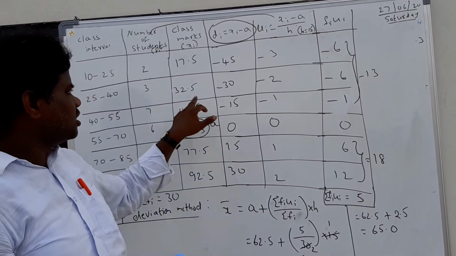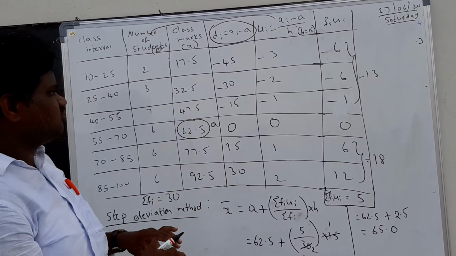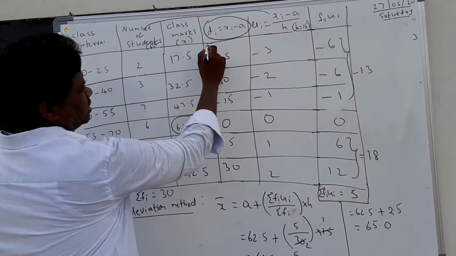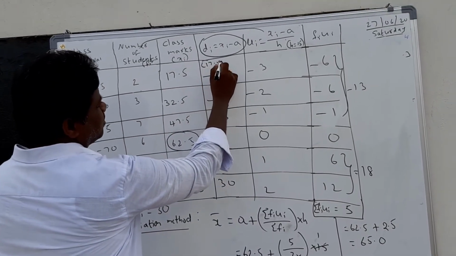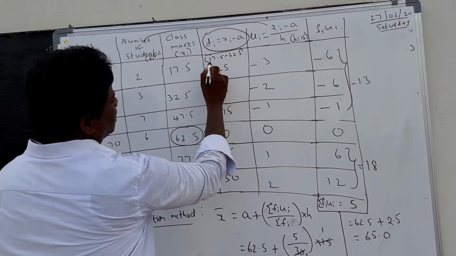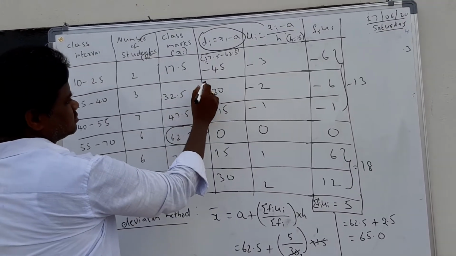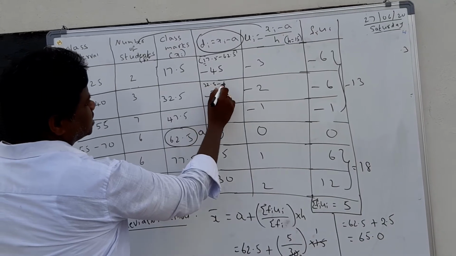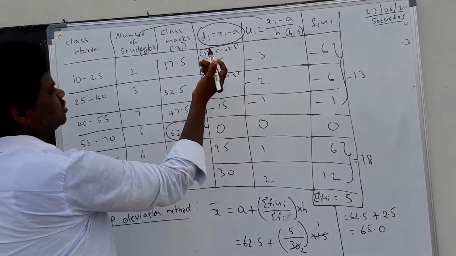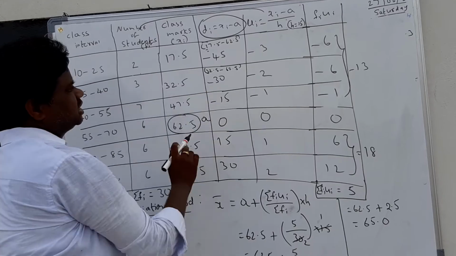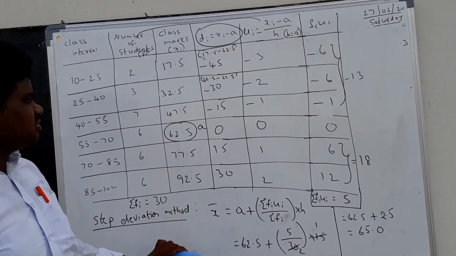That is, 17.5 minus 62.5 will give minus 45. Like this, 32.5 minus 62.5 gives minus 30. Like this, you have to subtract from each value.